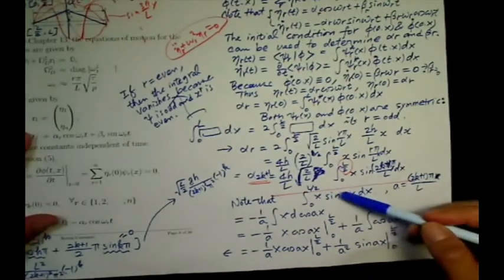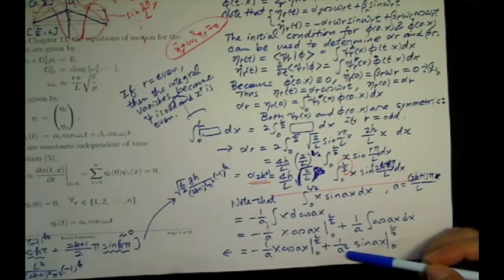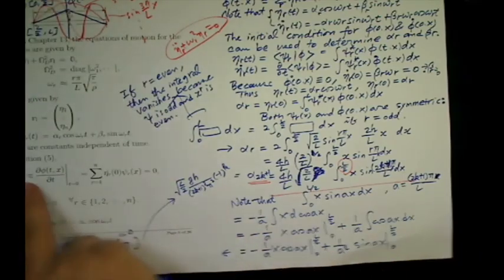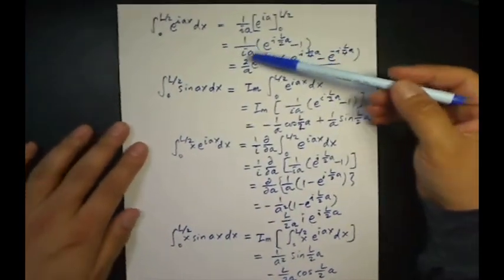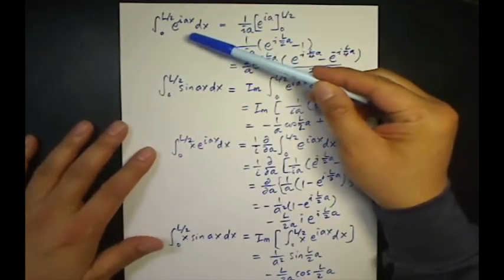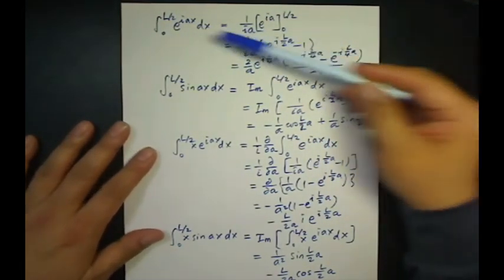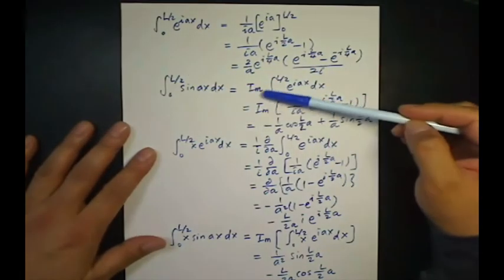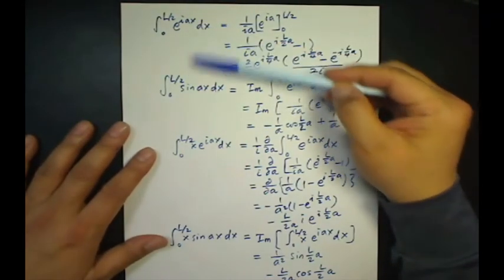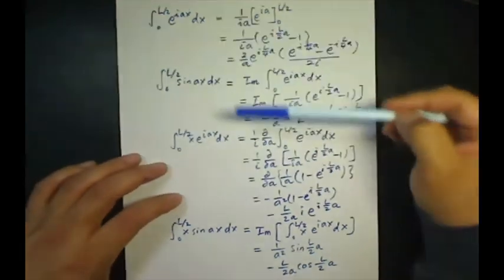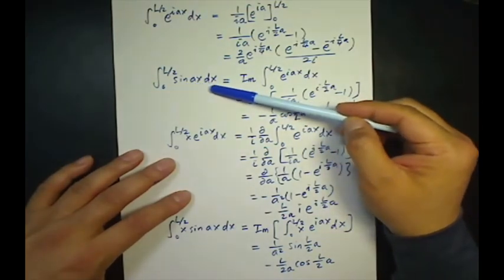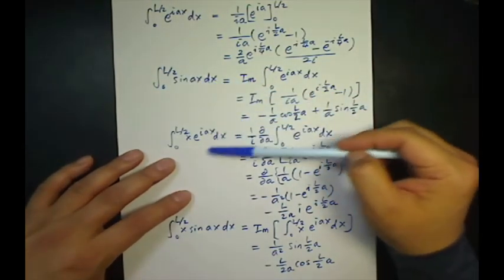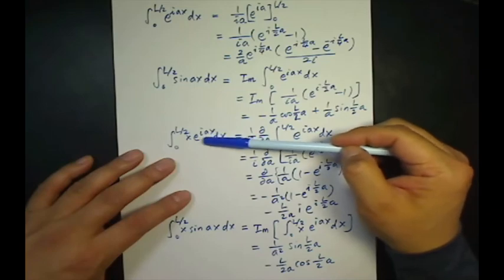This integral can be evaluated by making use of this integral table, and we can also derive those integrals in terms of this simple integral in terms of exponential iax. After evaluating this, you take the imaginary part to have the sine contribution. But what happens in the case if I have x sine something? That can be obtained by taking the derivative with respect to a.